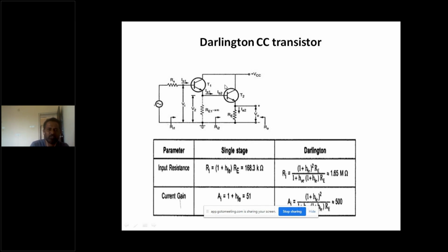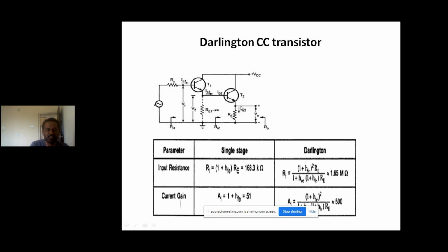If you draw the AC equivalent, you can observe that the second stage is loaded. We will not connect any load for the first stage. We keep this emitter terminal open, which means the load for the first stage is infinity. So how do we build the Darlington CC amplifier? Simple. Two CC amplifiers are cascaded with first stage load resistance of infinity. Don't connect anything here. Now the output of the first stage is given as input to the second stage.